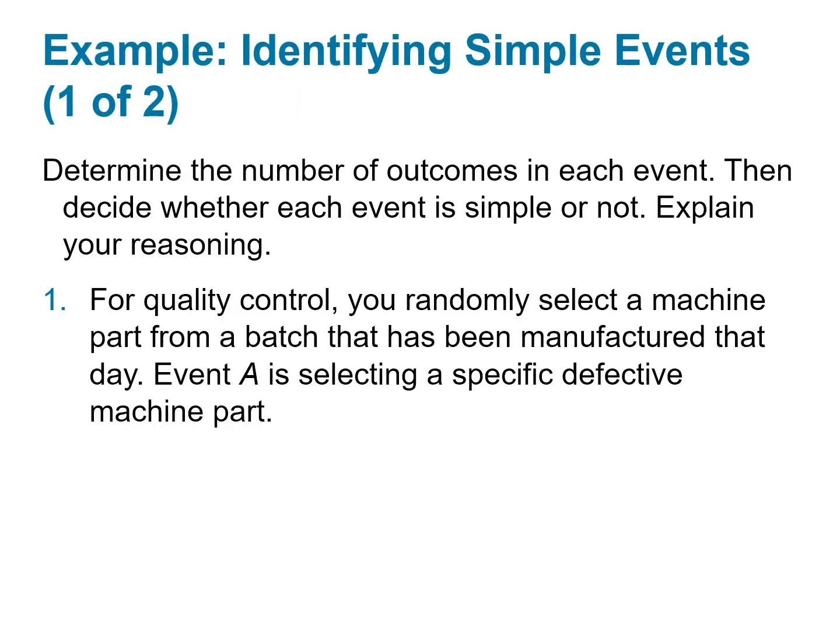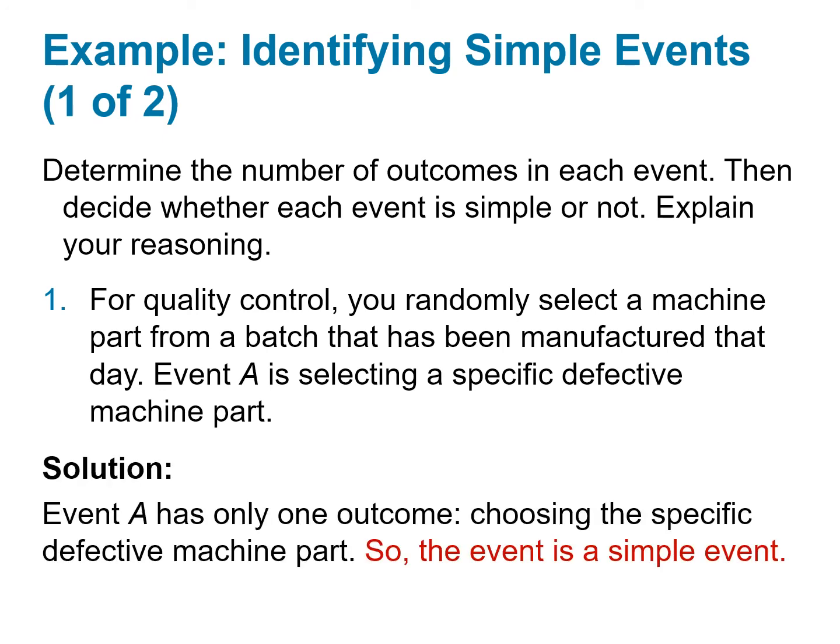Okay, so let's see if we can identify if these are simple events or not. First we want to see how many outcomes there are in each event. And if there is only one outcome that gives us that event, then we're going to say it's a simple event. All right, so number 1, for quality control, you randomly select a machine part from a batch that has been manufactured that day. Event A is selecting a specific defective machine part. Well, since event A only has one outcome, choosing the specific defective machine part, that would be a simple event.